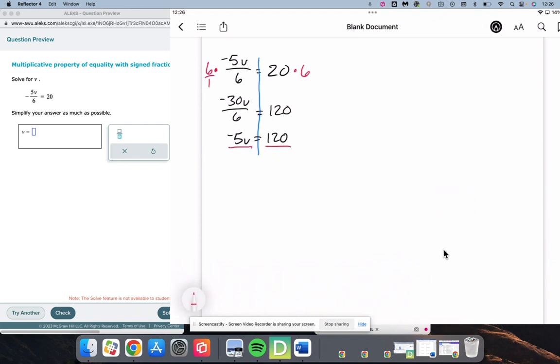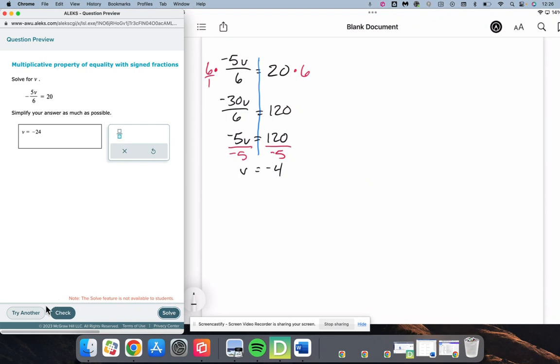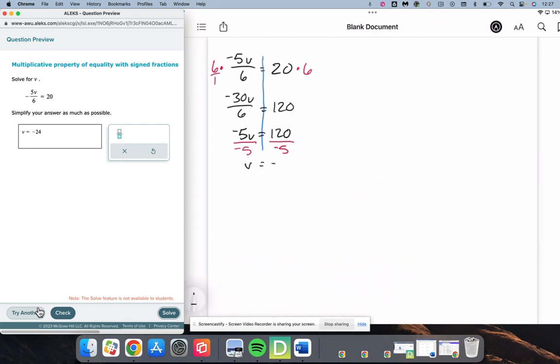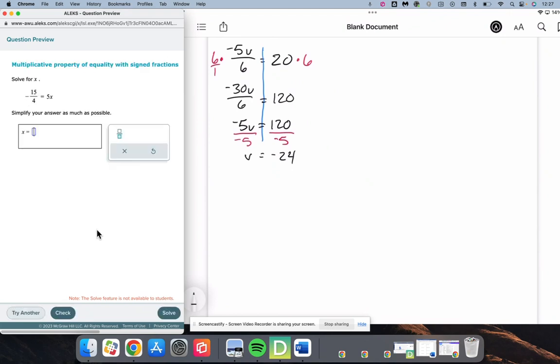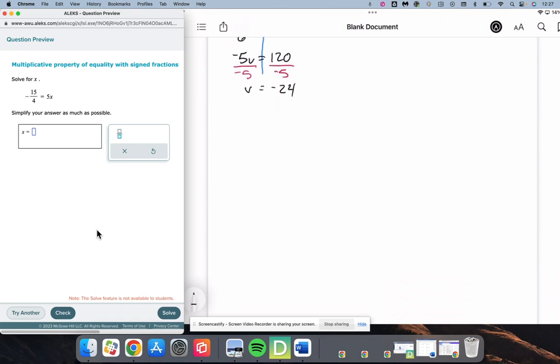The v is being multiplied by negative 5. We're going to divide by negative 5. We're left with v is equal to negative 24. Great trick. I would encourage you to pay attention to how I'm doing that. 120 divided by negative 5 is going to be negative 24. Anyway, getting the fractions to go away is a great trick. I would really recommend that you pay attention to how I'm doing that and replicate my process there.